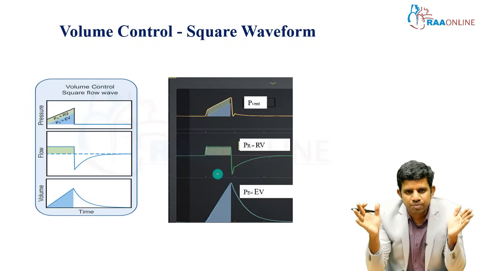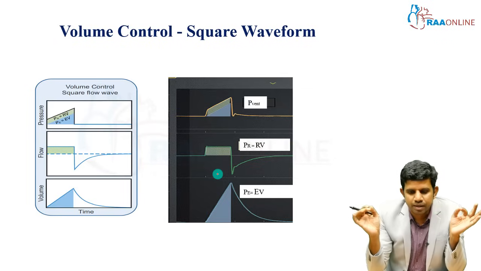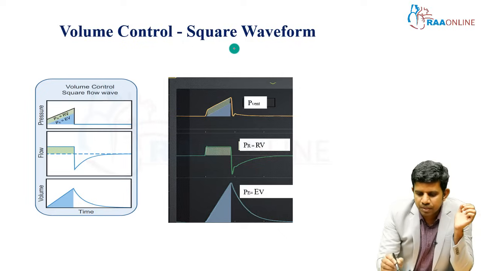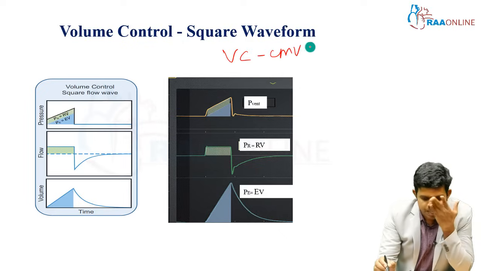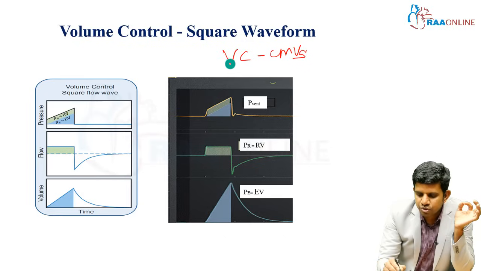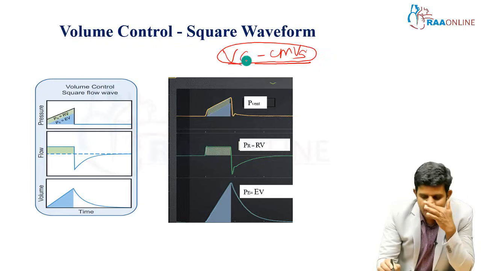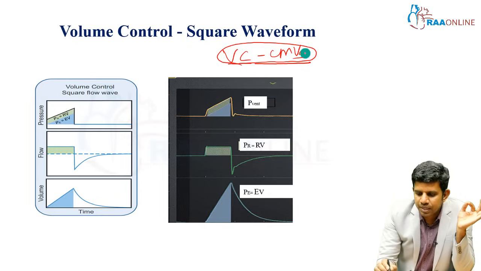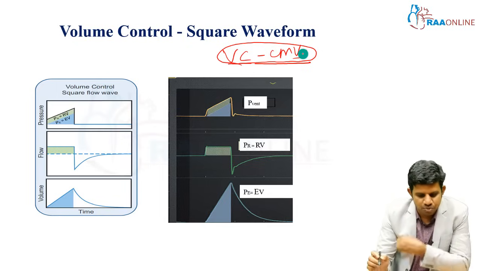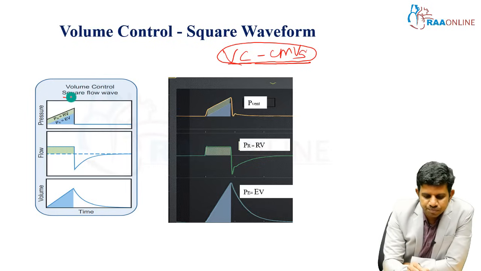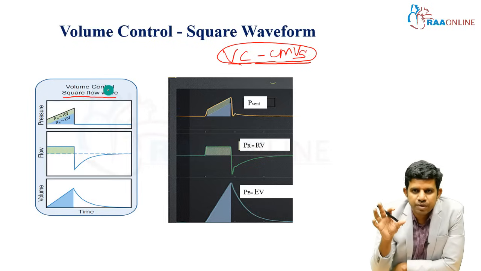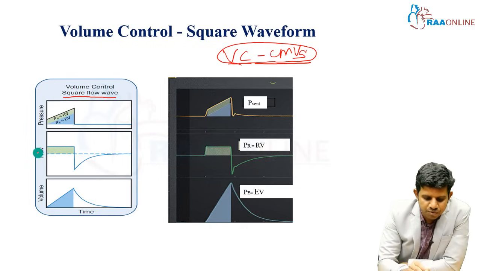So we'll start with the volume control mode. First, the tag: in volume control, the volume is the control variable. It is continuous mandatory ventilation, and the targeting scheme is set point. My flow waveform is square flow. In volume control, I have to see the resistance and compliance in the pressure waveform, because the flow and volume are independent variables.